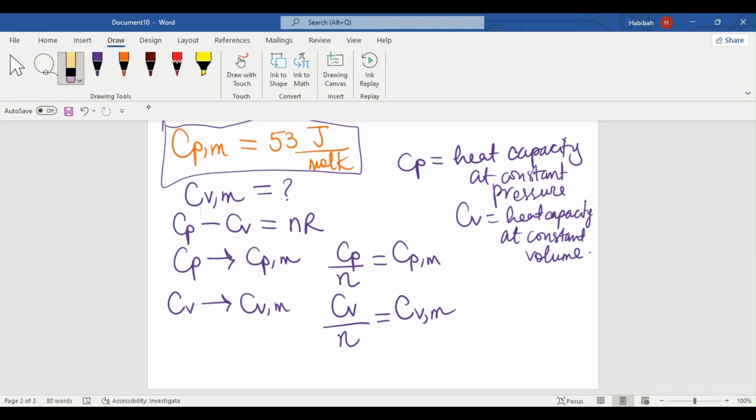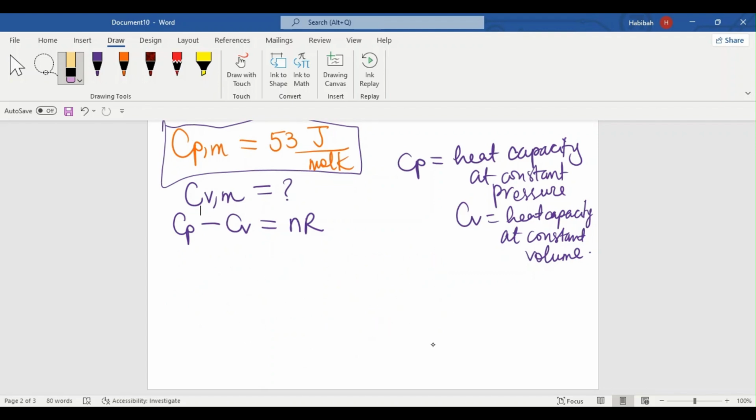So from this information, now we can go on to solve this question. Since we're just given heat capacity, what this is telling us is that we can just divide all of this information, because whatever you do on the left side, you have to do on the right side. You divide by the number of moles, so what you end up with is Cp,m minus Cv,m equals R.